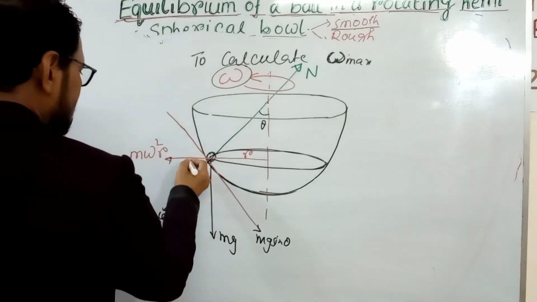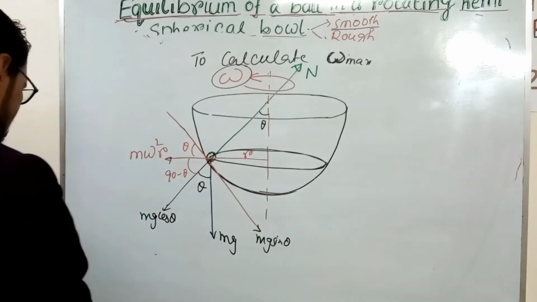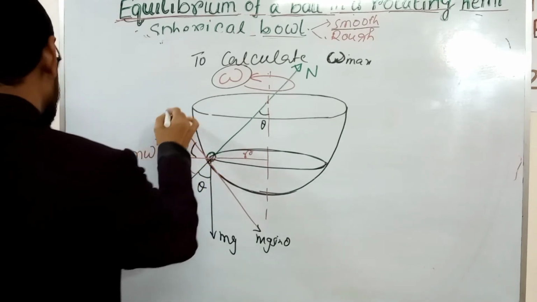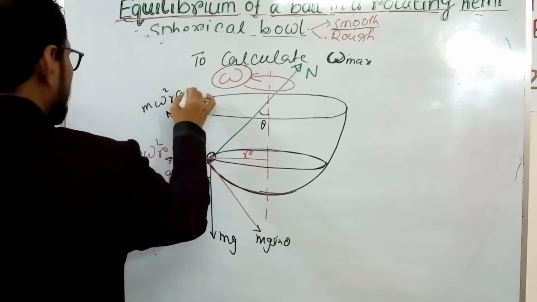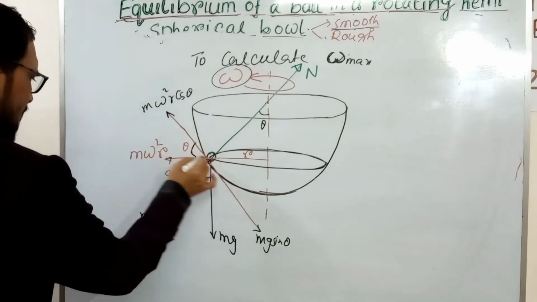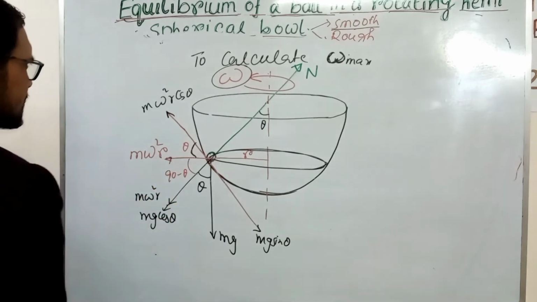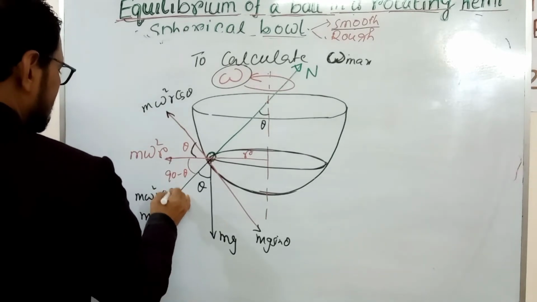If this angle is theta, this angle is 90 minus theta, and this angle is theta. Now the component of this force along this direction is m omega square r cos theta, and the component along this other direction is m omega square r sin theta.